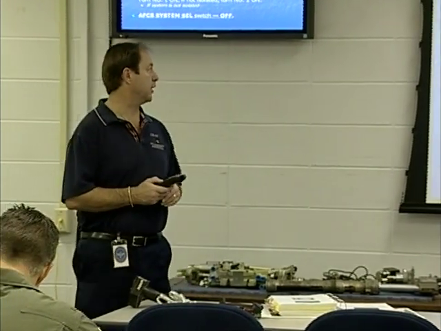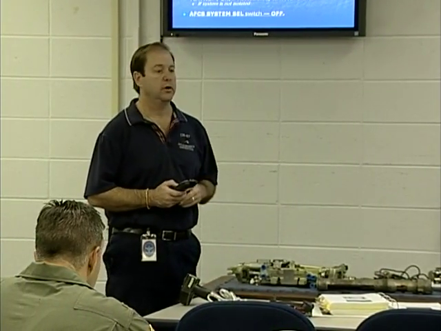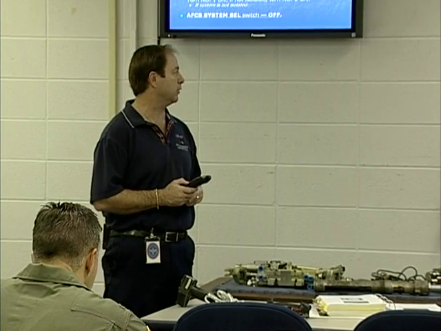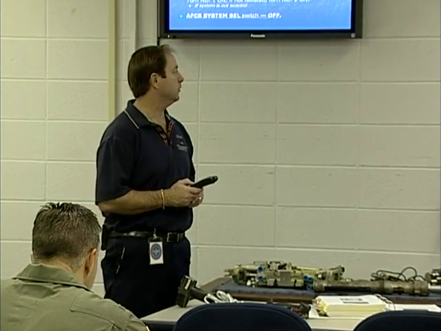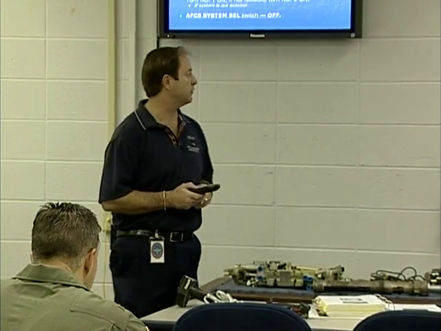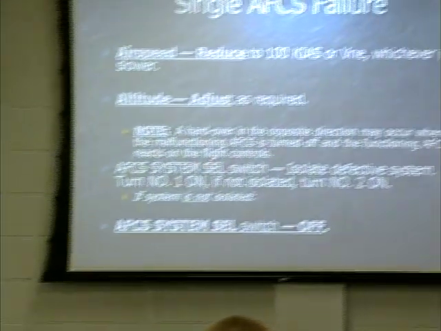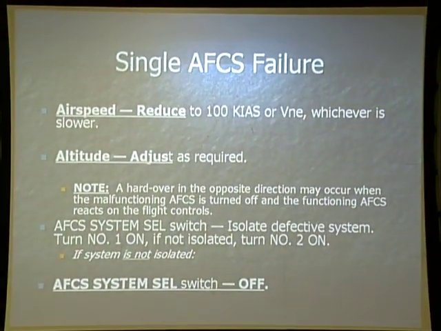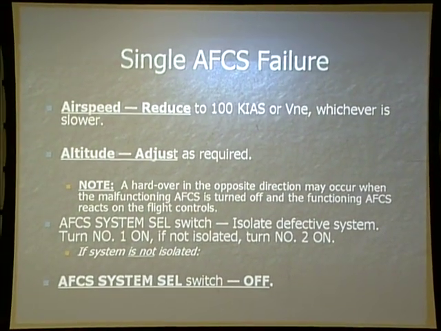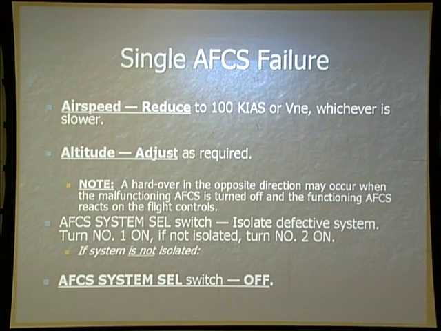Airspeed reduced to 100 knots or VNE, whichever is slower. Altitude adjust as required, and we already talked about that. Note, and this is directly out of your dash 10, a hard over in the opposite direction may occur when the malfunctioning AFCS is turned off and the functioning AFCS reacts on the flight controls. AFCS system select switch, isolate defective system, turn on number one. If not isolated, turn on number two.